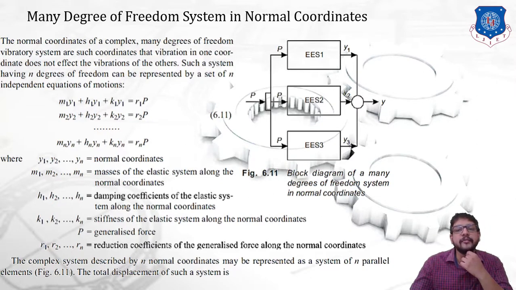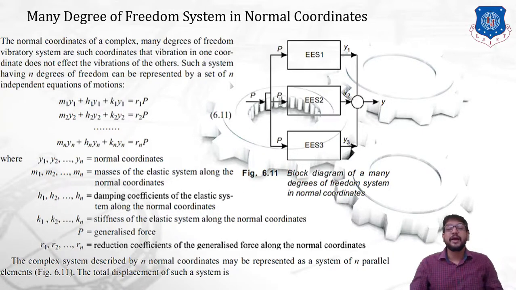So you can see three equivalent elastic systems have been shown: EES1, EES2 and EES3. Now the normal coordinates of a complex, many degree of freedom vibratory system are such coordinates that vibration in one coordinate does not affect the vibration in the other coordinate. Such a system having n degrees of freedom can be represented by a set of n independent equations of motion. So you can see three equations of motion.